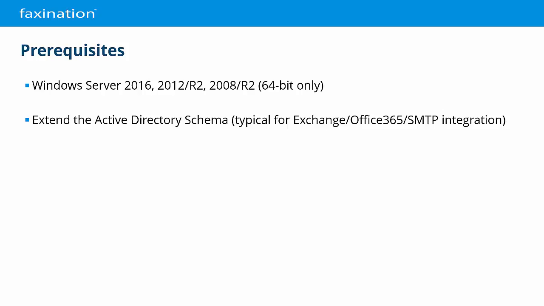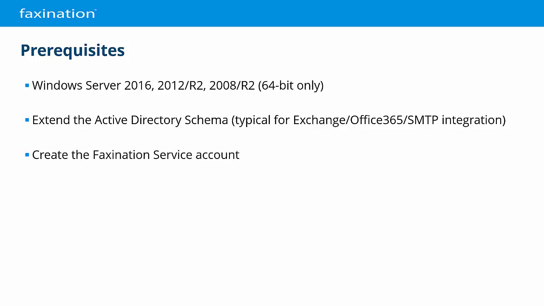Now, in large environments with multiple domains, we recommend that the schema be extended 24 hours in advance of the Faxination software installation to allow time for replication between all of the domain controllers and global catalog servers. Today we're working with a small test environment, so we'll be extending the schema as part of the installation.